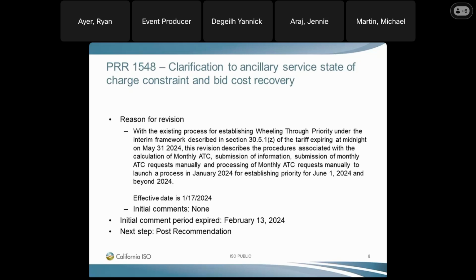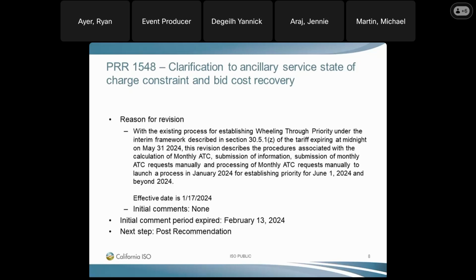So 1548, for some reason, I think we got this slideshow incorrectly labeled. So let me discuss 1548, which is the new process for establishing the wheel-through priority, which is effective this coming June. The reason for the revision and the words here are correct for PRR 1548. Just the title in this slide is incorrect. So again, this should read 1548, new process for establishing wheel-through priority effective June of 2024.